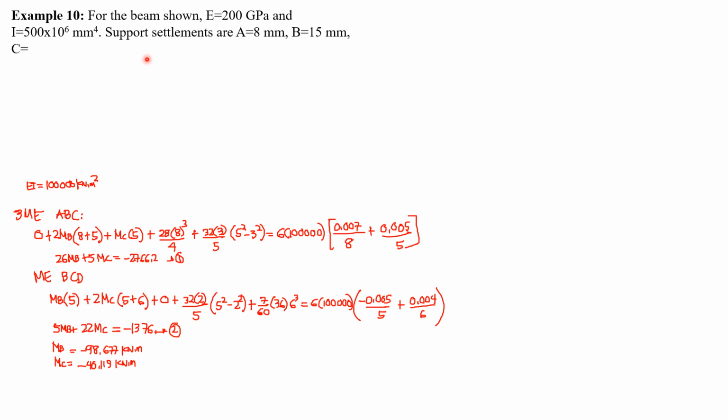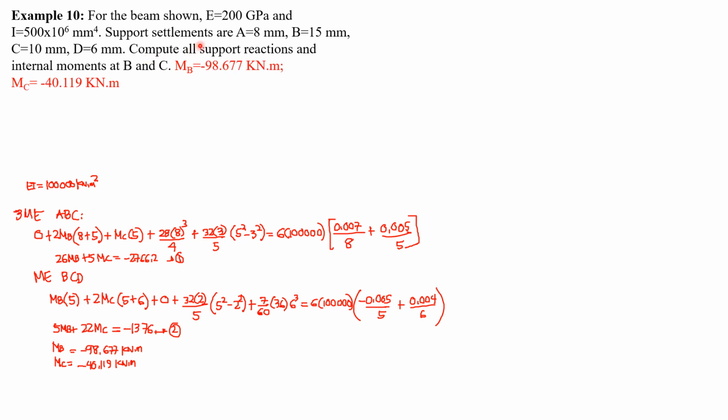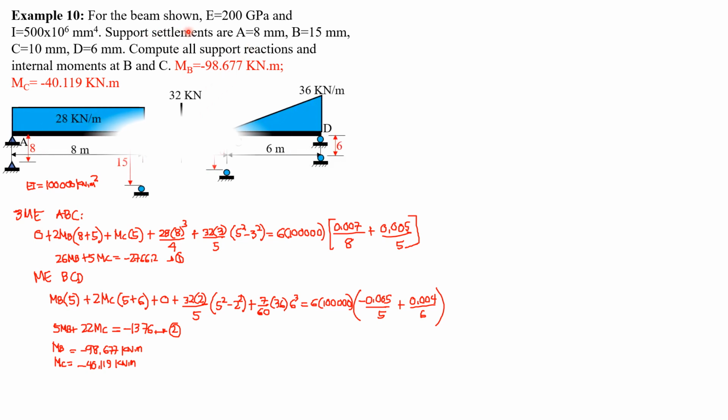Here is another example on a determinate beam solved by three-moment equations, and there are support settlements. For the beam shown, E is 200 gigapascals and I is 500 times 10 to the 6 mm to the fourth. Support settlements are A 8 mm, B 15 mm, C 10 mm, as indicated here, and D 6 mm. Compute all support reactions and enter the moments at B and C.